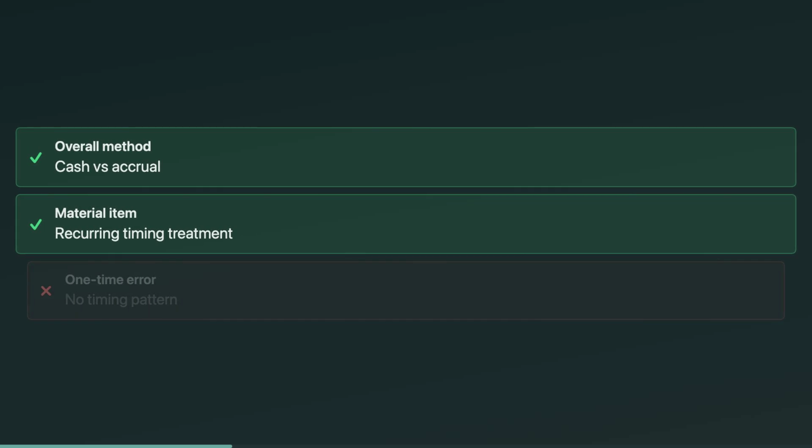Overall method changes are the obvious ones, switching from cash to accrual or accrual to cash. Material item changes are sneakier. You're still on the same overall method, but you change how you treat a recurring item, like when you recognize a certain fee or expense category. If it changes timing across years, think accounting method change, not math error. That's your Form 3115 trigger.